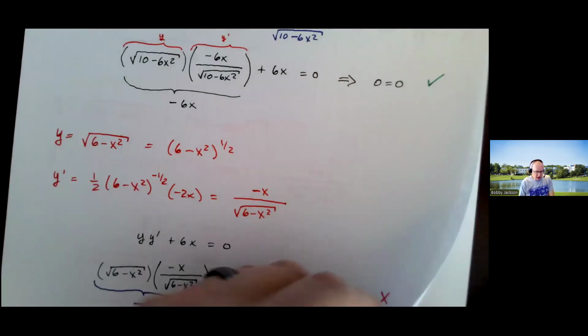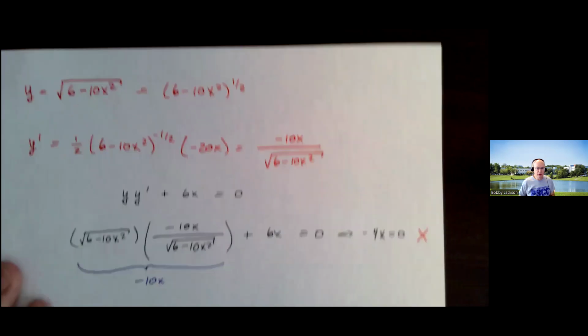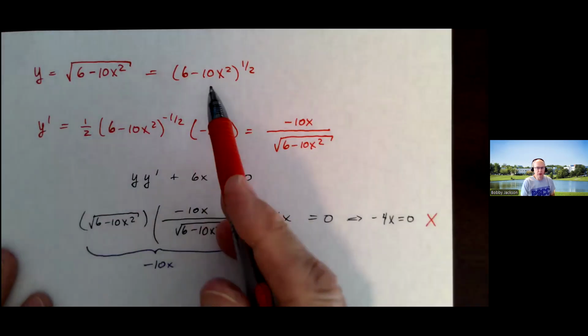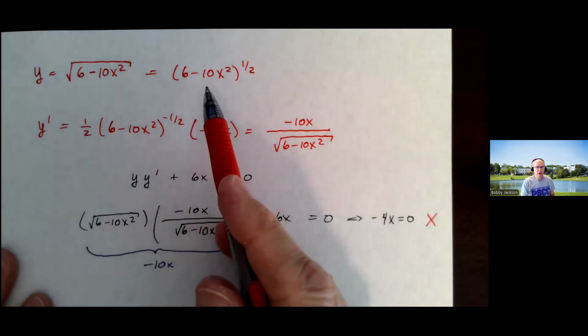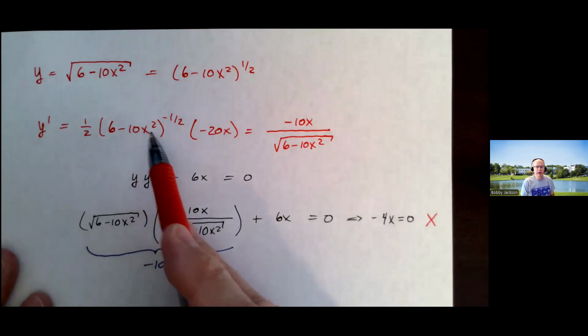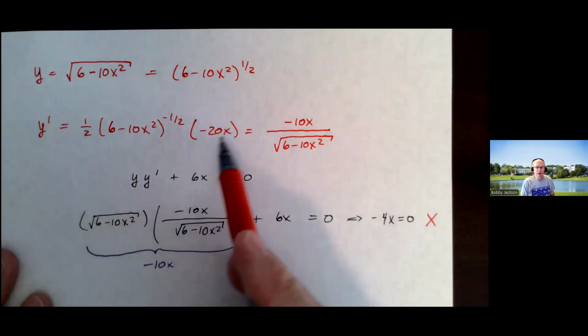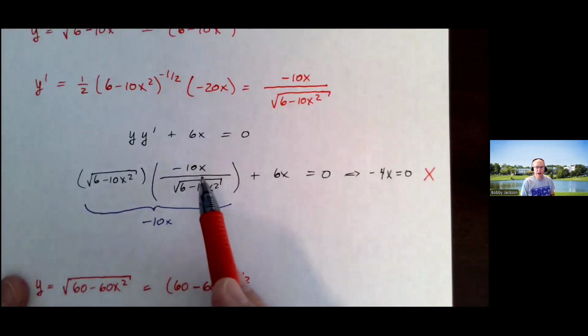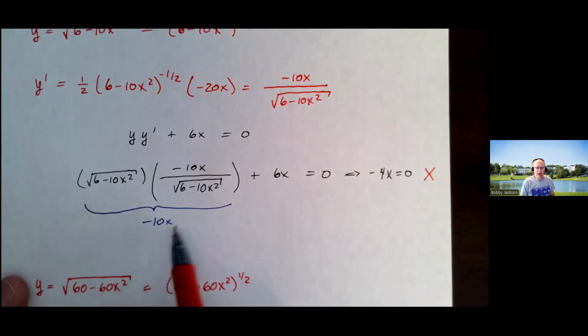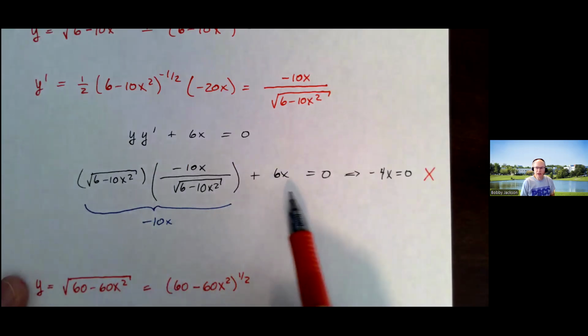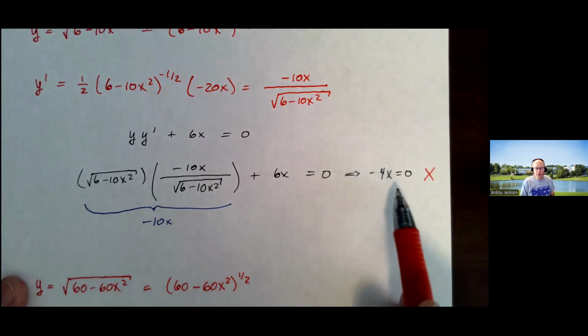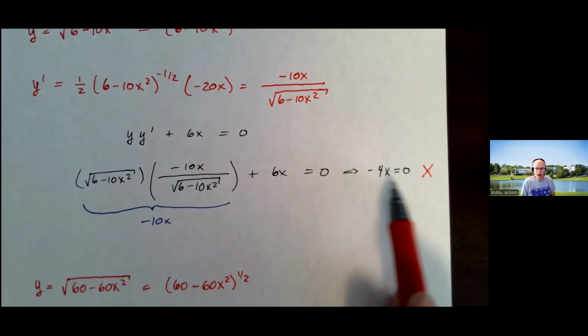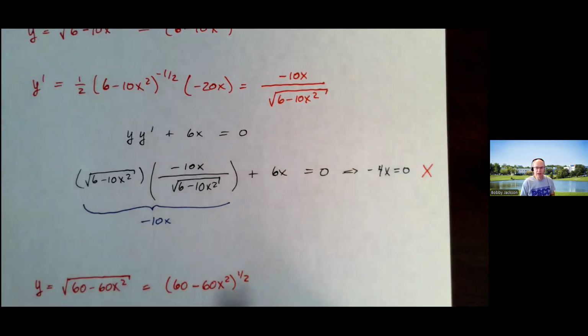I did a couple other options, and they're all very similar. I mean, the functions they give you are all very similar. Here's another one. When you take the derivative here, the inner function derivative is negative 20x. Cleaning that up, I get this. This time when I plug in and multiply y times y prime, I get negative 10x plus 6x gives me negative 4x equaling 0. This is again true for x equals 0, but not an identity, not true for all values of x, obviously. So again, that's not a solution.